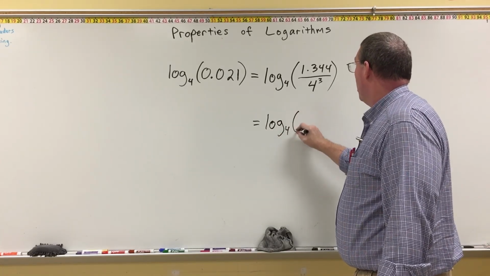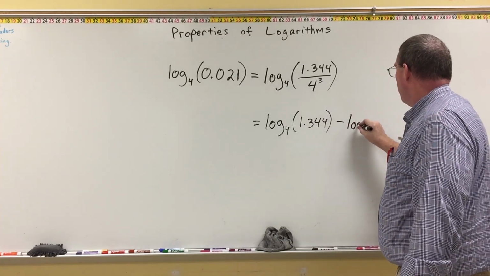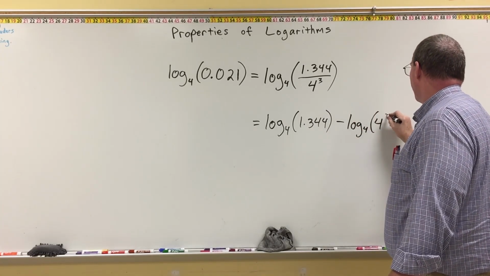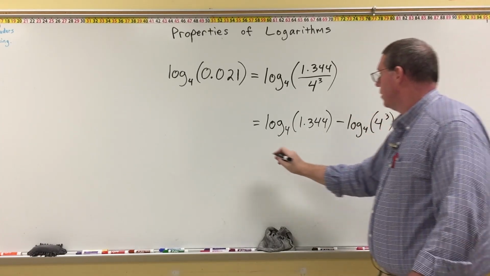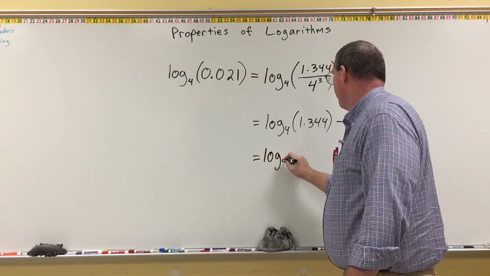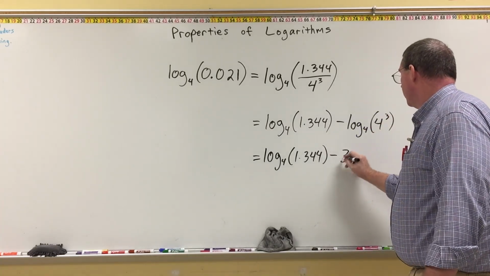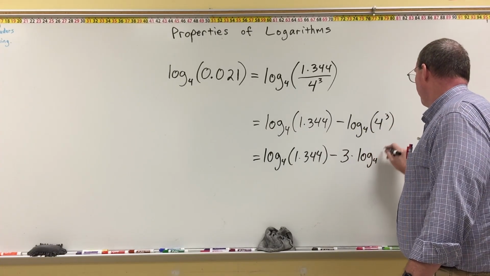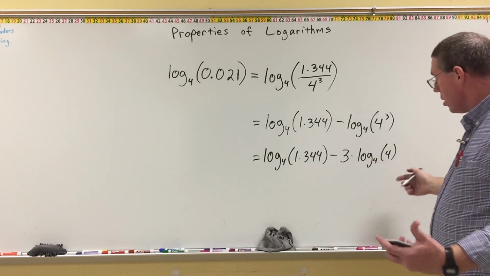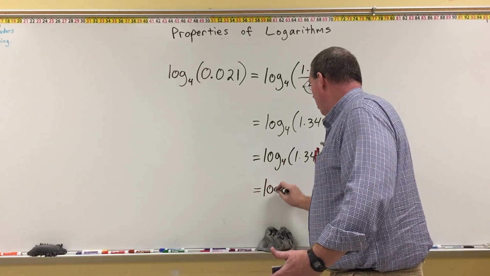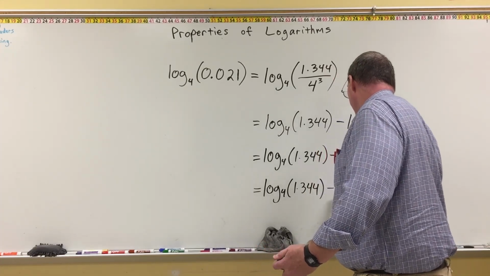Now we can rewrite this logarithm using the division property. We'll go log base 4 of 1.344 minus log base 4 of 4 to the third power. And now we can move the 3 to the front. Okay, so log base 4 of 1.344 minus 3 times log base 4 of 4. And we know that log base 4 of 4 equals 1, and 3 times 1 is 3. So our final answer is log base 4 of 1.344 minus 3.